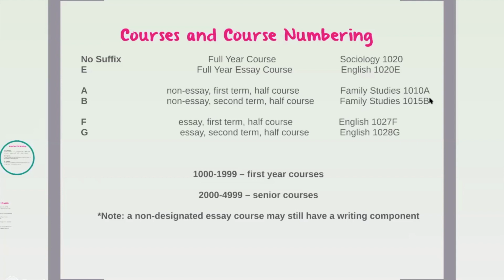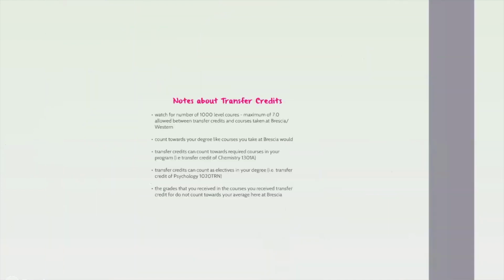And then same thing with half essay courses. F is a first term half essay course, and anything with a G is a second term essay half course. So again, first year courses are at the 1000 level, and then anything 2000 level or above, up to 4999, is considered a senior course.